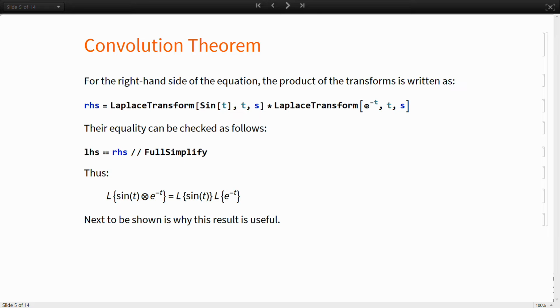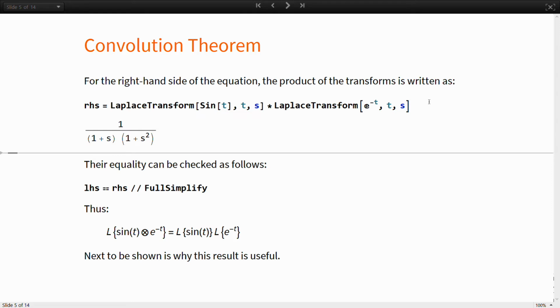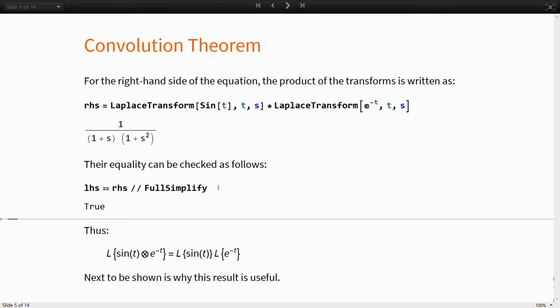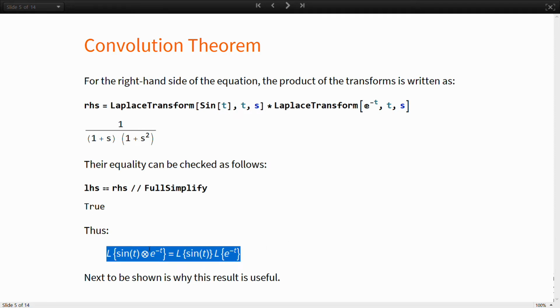To prove the convolution theorem, we need to show that the Laplace transform of the convolution of sine of t and e to the minus t is equal to the Laplace transform of sine of t times the Laplace transform of e to the minus t. Calculating these two Laplace transforms and their product is an easy task in the Wolfram Language. Comparing the result we found on the previous slide and this result shows that the two expressions are equal, which proves the theorem in this case. Therefore, the Laplace transform of the convolution of sine of t and e to the minus t does equal the Laplace transform of sine of t times the Laplace transform of e to the minus t. We will now discuss why this result is useful mathematically and how it can be applied to differential equations.